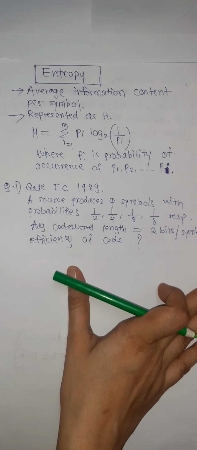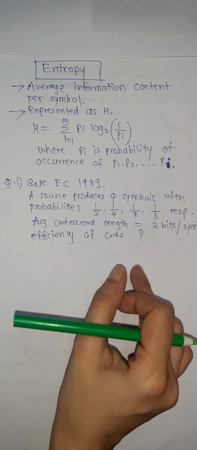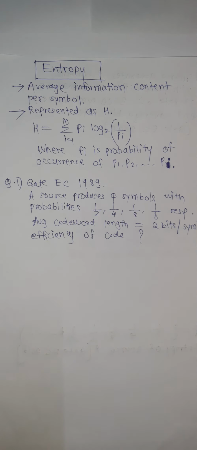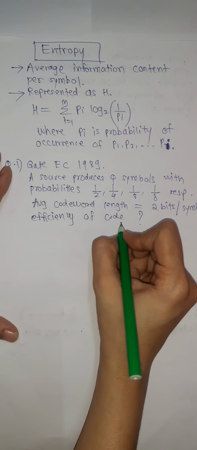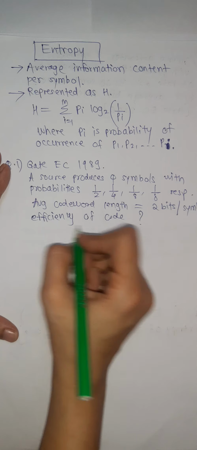So here I have picked up some questions that were asked in previous year GATE exams from entropy. First question was asked in GATE EC 1989. A source produces 4 symbols with probabilities 1 by 2, 1 by 4, 1 by 8, 1 by 8 respectively. Average code word length is 2 bits per symbol. Then what is the efficiency of the code? So here efficiency is asked. First of all, we will find entropy.